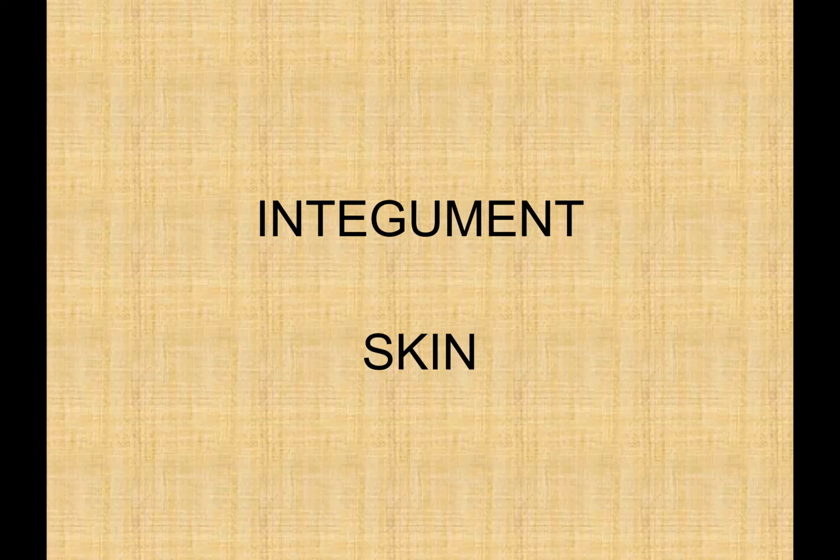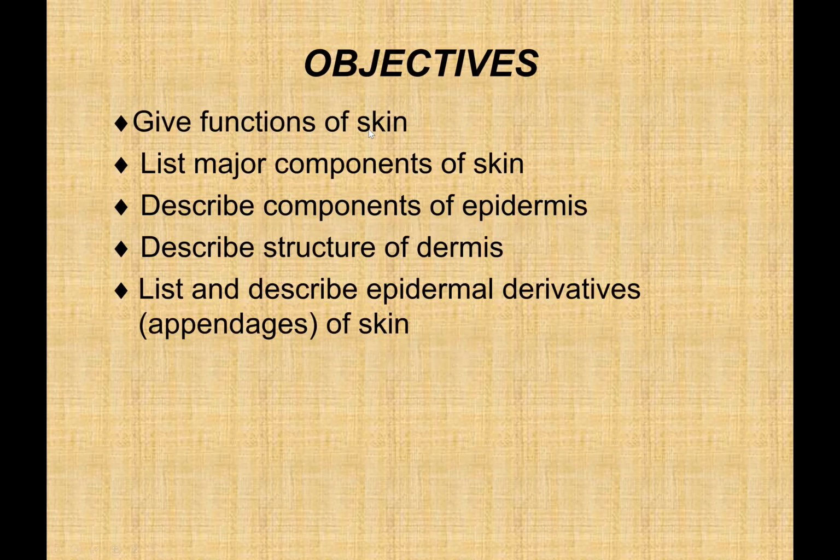All right. So the integumentary system, as I said, consists of the skin. What are we expected to know? We should be able to know the functions of the skin, look at the major components of the skin, look at the components of the epidermis, the structure of the dermis, and then list and describe the epidermal derivatives.